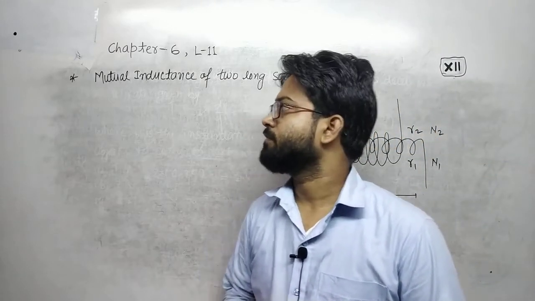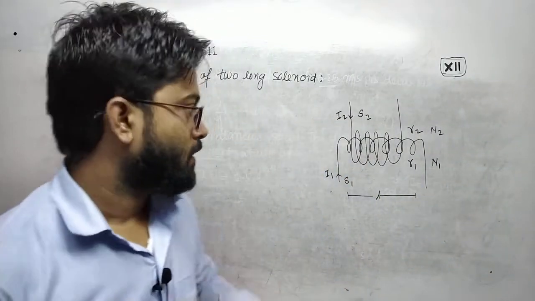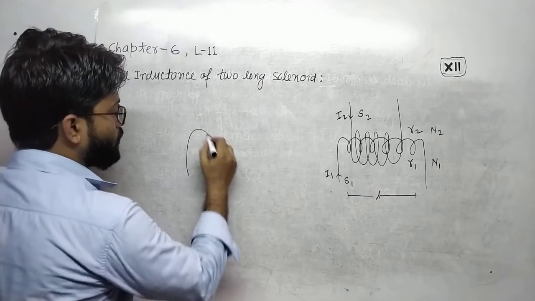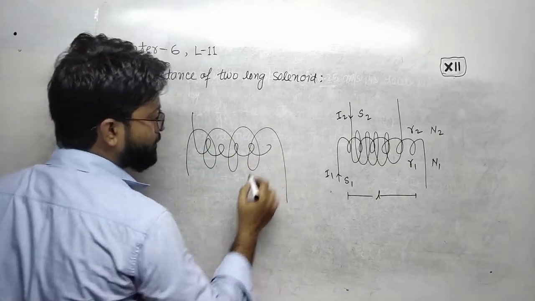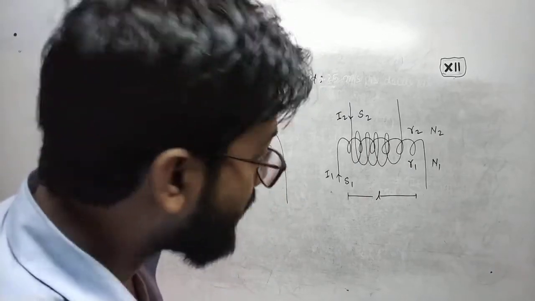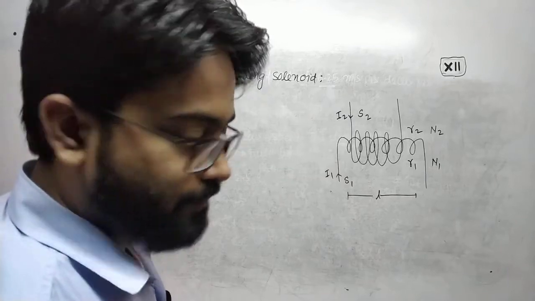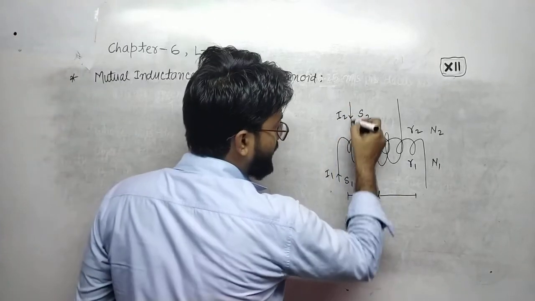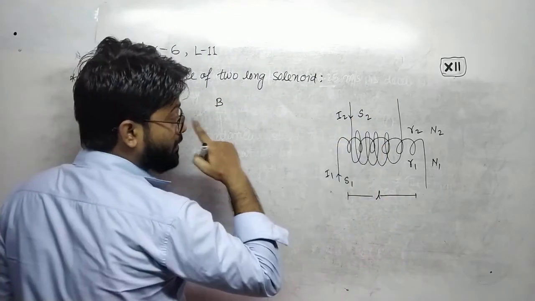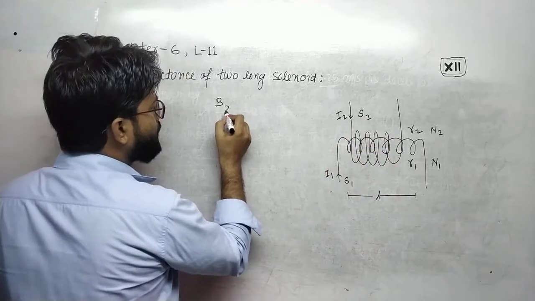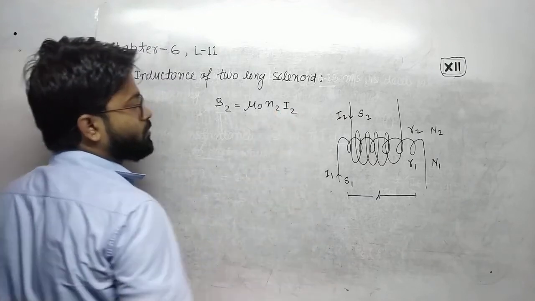Hello students, in this video we will discuss the mutual inductance of two long solenoids. There are two long solenoids, one inside the other. What you will see is that when we apply current I2, the magnetic field set up in the second solenoid, S2, is B2 equals mu naught N2 I2.